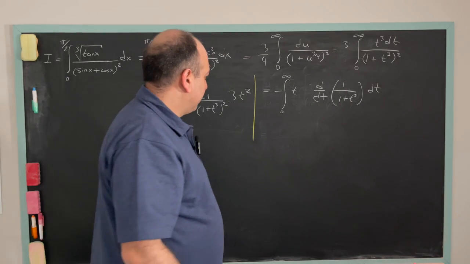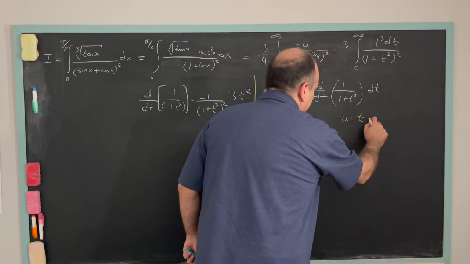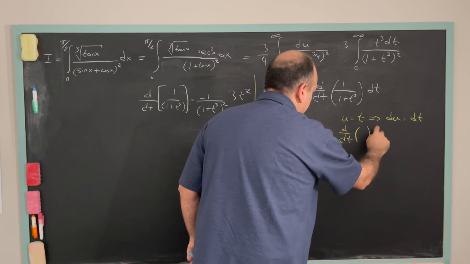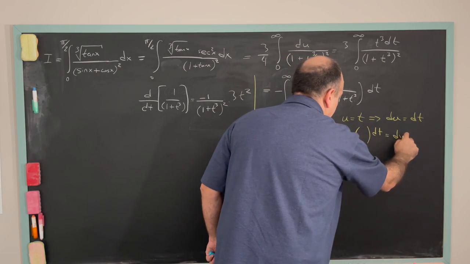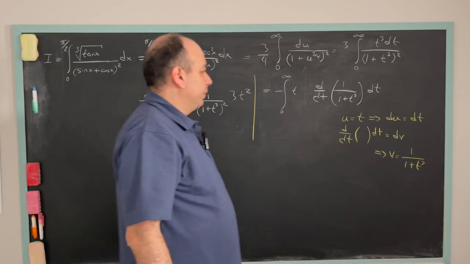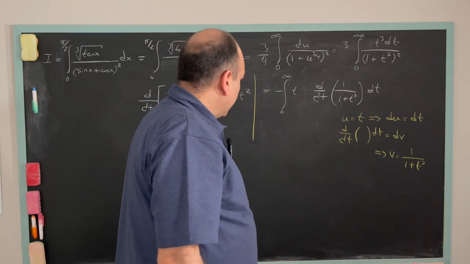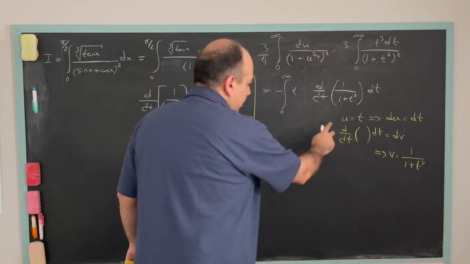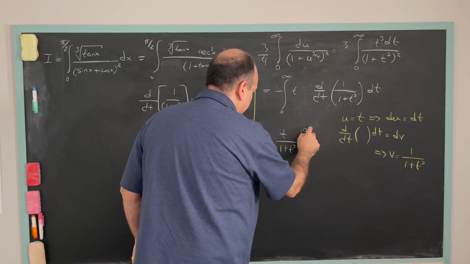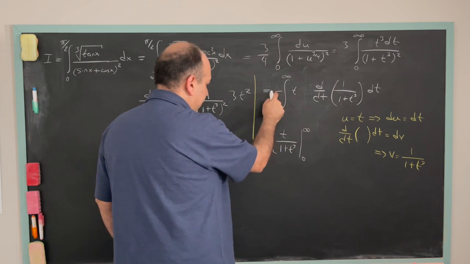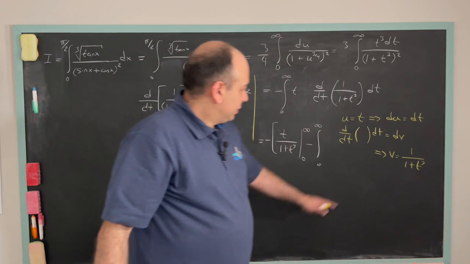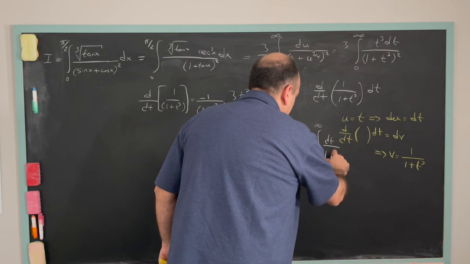Now we can do integration by parts. You can simply say u is equal to t, which means du is equal to dt. And d over dt of this term times dt is equal to dv. So then this tells me v is equal to 1 over 1 plus t cubed. Now if you do the integration by parts, u times v, which is t over 1 plus t cubed, with limits from 0 to infinity. I have a minus sign here, so this minus is affecting both terms. Minus the integral from 0 to infinity of v times du, so this is nothing but dt over 1 plus t cubed.